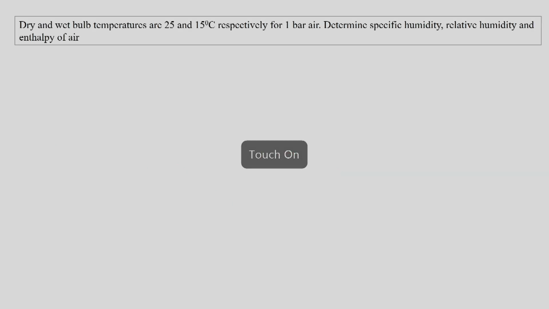Now we will go to the next example, and this example says that dry and wet bulb temperatures are 25 and 15 degrees Celsius for 1 bar of air. So there is 1 bar of air, and if we measure temperature on a simple thermometer, it will give you 25 degrees Celsius. But if we put a wick of cotton on the thermometer bulb and measure the temperature, then what will happen?